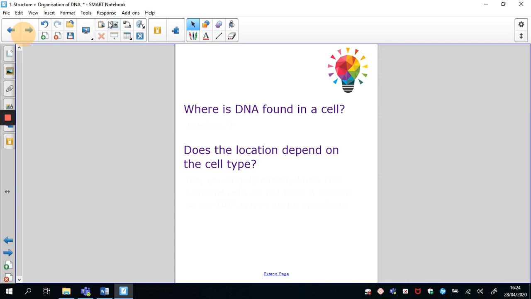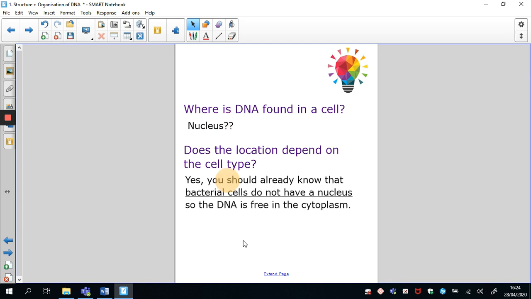Right, so let's think about where is DNA found in a cell? Now you're probably all going to shout it out at the computer screen if you like. You're all going to shout nucleus, I would think. But then if you think about it from National 5, is that the only place that you find DNA? Hopefully you are thinking, hang on a minute, we know that bacterial cells don't have a nucleus. So for bacterial cells, their DNA is just free in the cytoplasm. It's not in a nucleus because the nucleus does not exist.